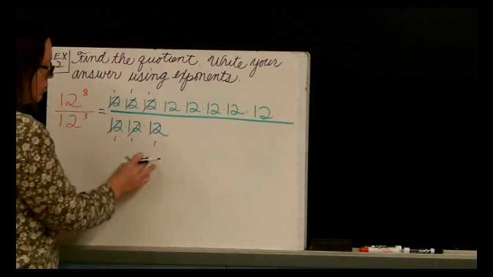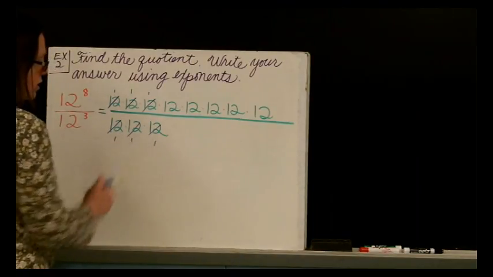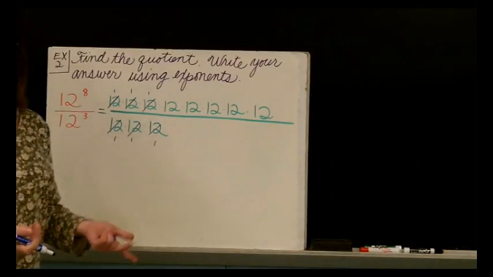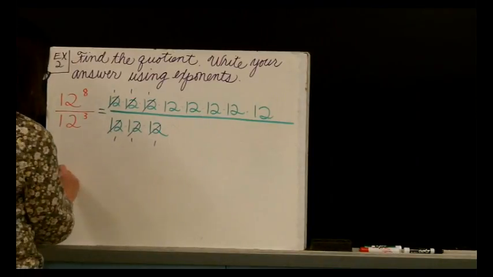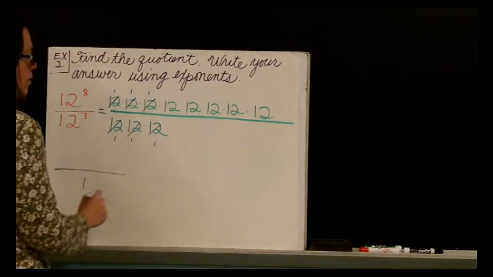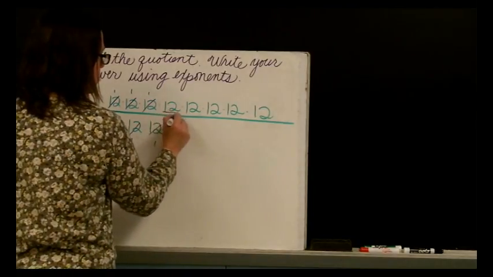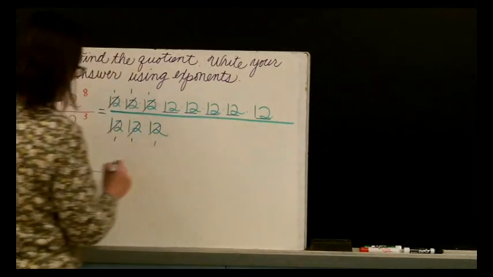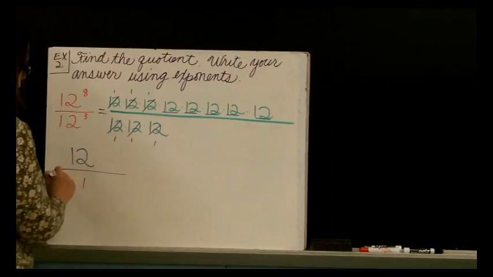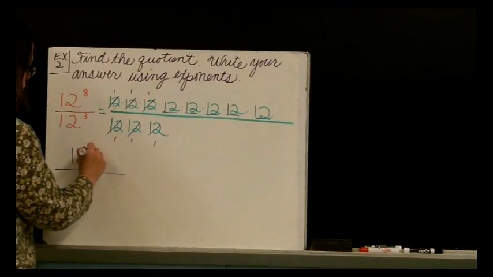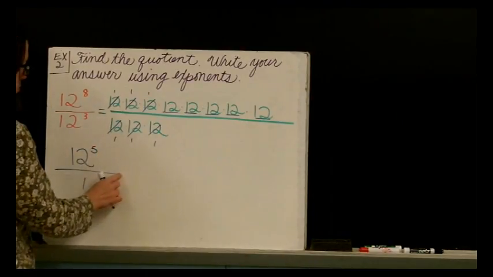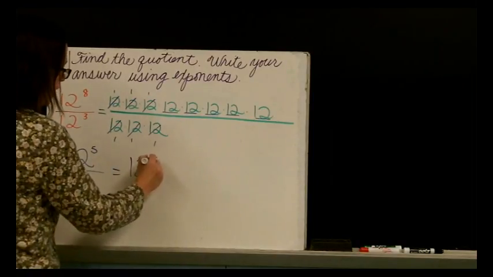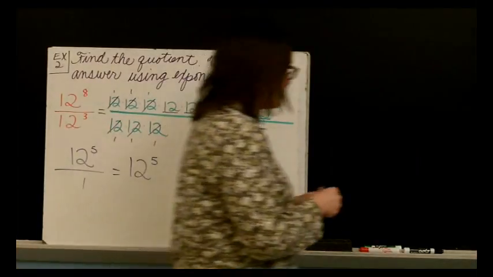So what does that leave us with? Well, it leaves us with a 1 times 1 times 1 in our numerator, in our denominator. And you know that anything over the denominator 1 equals itself. And what about our numerator? We have 12 times 12 times 12 times 12 times 12, which in a more simplified way means 12 to the 5th power. 12 to the 5th power divided by 1 is 12 to the 5th power.